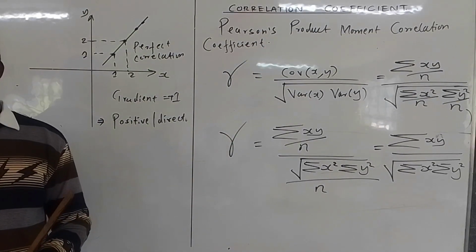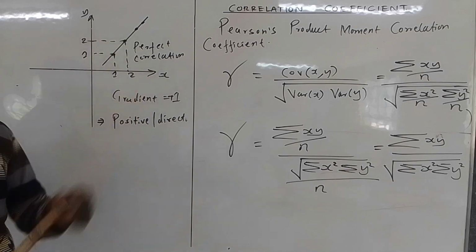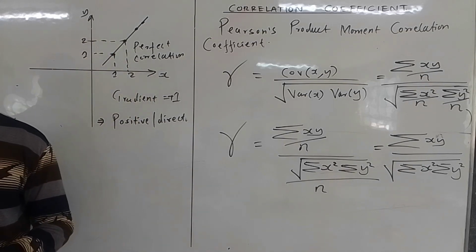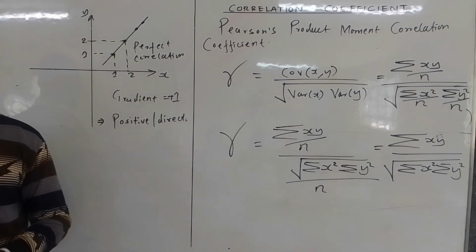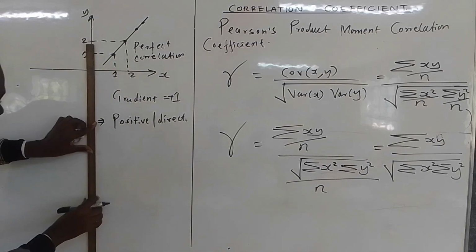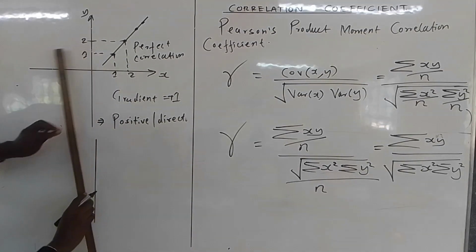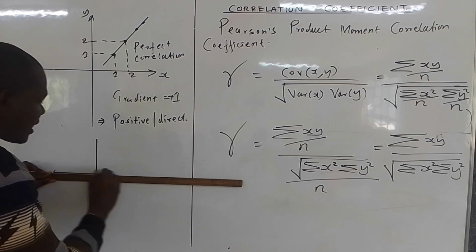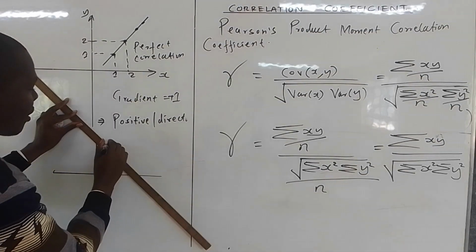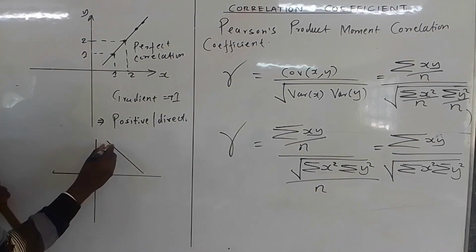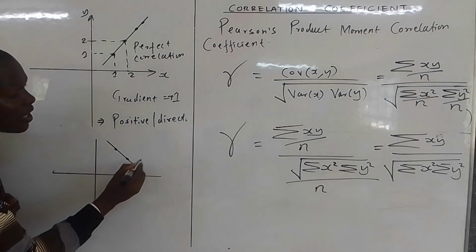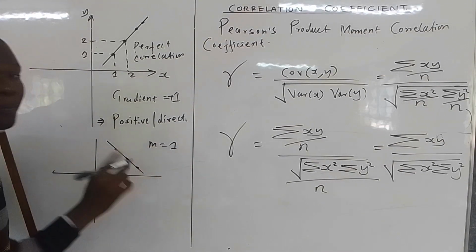There's a direct perfect correlation between those two variables. Are we together? Is that okay? So in the same case, if the gradient is 1, all the points are lying on the straight line. If all the points are lying on the straight line like that, then the gradient will be 1. Perfect, isn't it?